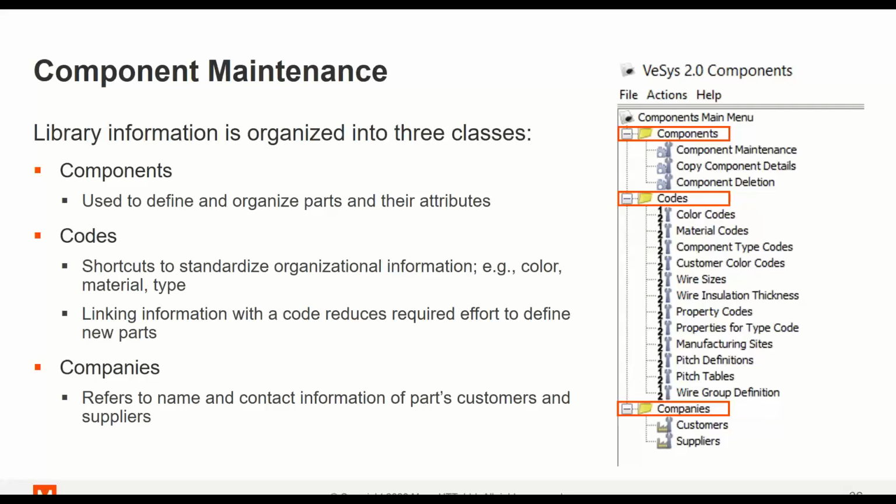You have the codes. The code section is where you define the codes that you use and utilize in your own company. And this is where the flexibility comes in. You're not limited to the default codes. You can have your own color codes, your own material codes, to customize the tool to match your design standards and your design formation.